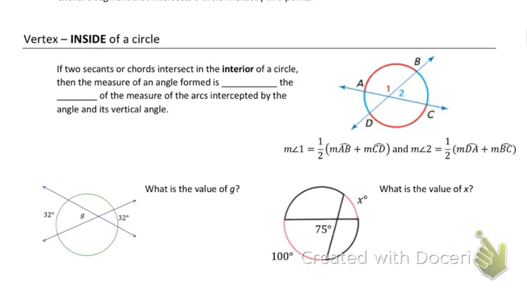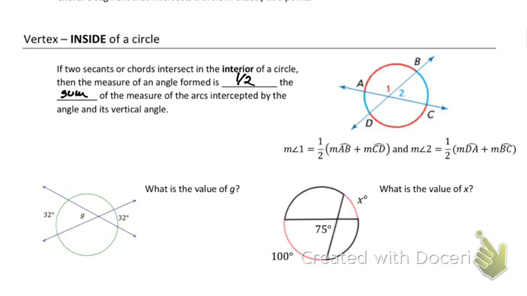All right. This is exactly what we did for our bell work. We have a vertex inside the circle. So look at those 2 secant lines. They intersect inside the circle, and they create angles that are inside the circle. If 2 secants or chords intersect in the interior of a circle, then the measure of the angle formed is going to be half the sum of the measure of the arcs intercepted by the angle and its vertical angle.